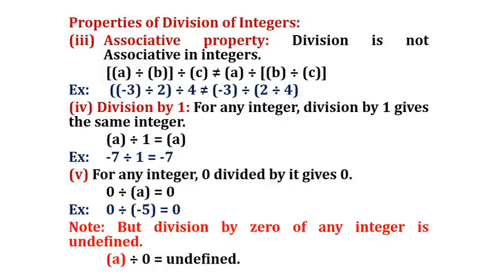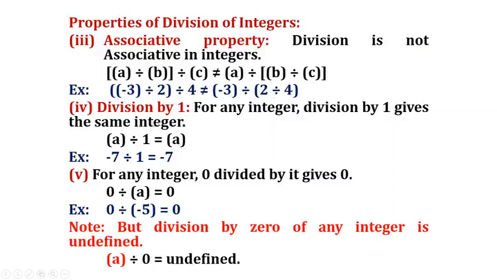Okay, next going to the third, associative property. This is also not satisfied, because observe here, a divided by b divided by c is not equal to a divided by b divided by c. So if you take the first two numbers, this is minus 3 by 2 divided by 4, and this is minus 3 divided by 2 by 4. These two are obviously not equal if you calculate it.